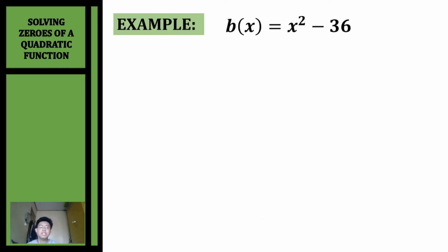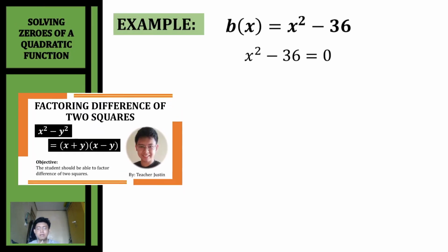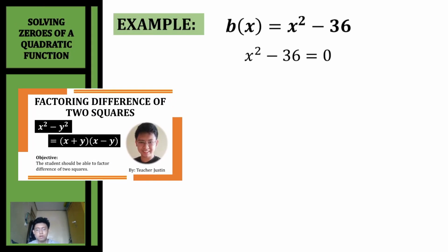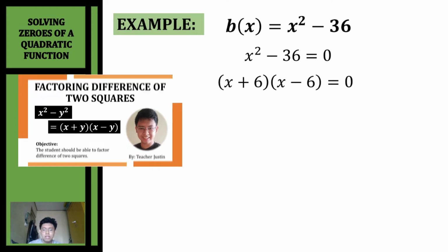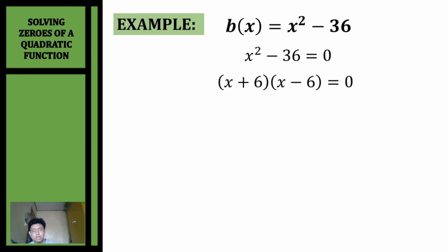Let's have another example. For example, we're going to solve for the zeros of this quadratic function. First step is for us to change the function notation to 0. So we have x squared minus 36 is equal to 0. Then we factor x squared minus 36. For the factor of x squared minus 36, we can apply difference of two squares. So we will have the quantity x plus 6 times the quantity of x minus 6 is equal to 0.